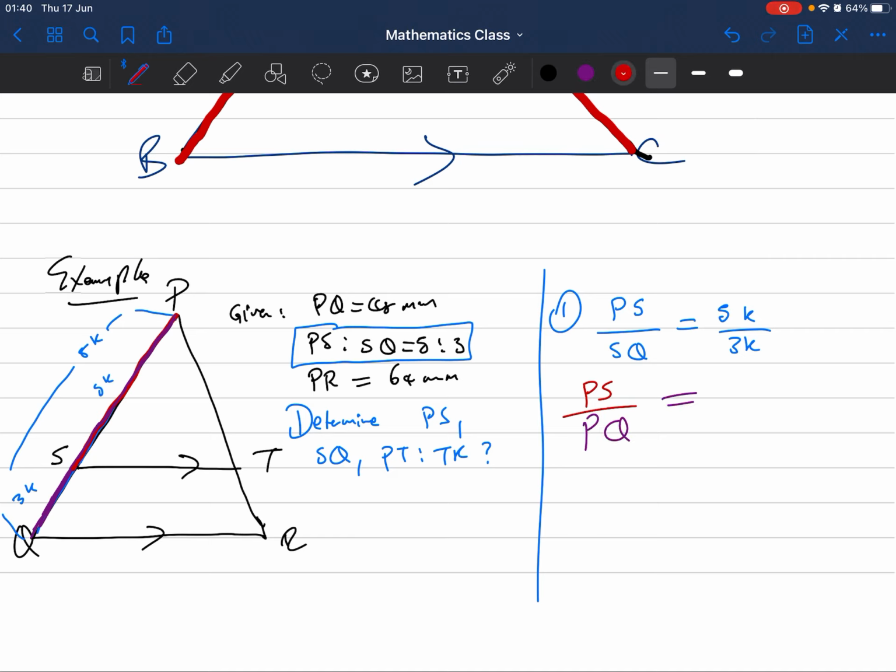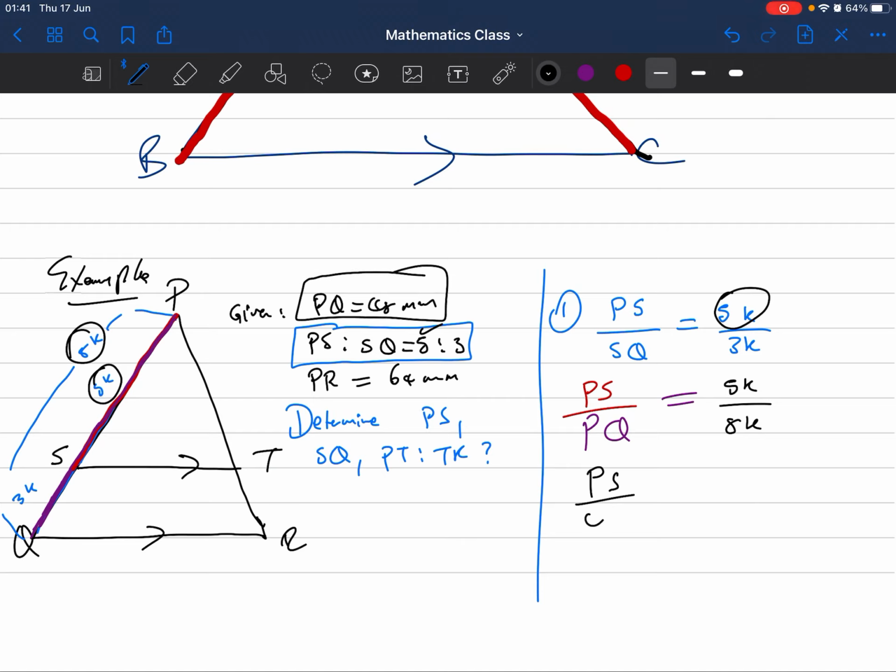Remember, PS is 5K. We're given that. And PQ, you just discovered that PQ is 8K. PQ is PS plus SQ, which is 5K plus 3K. And we are told that PQ is 48 millimeters.